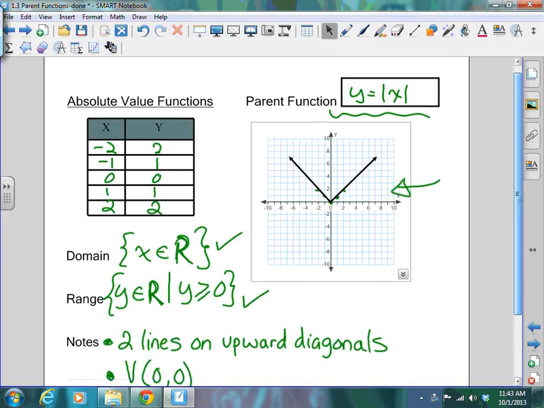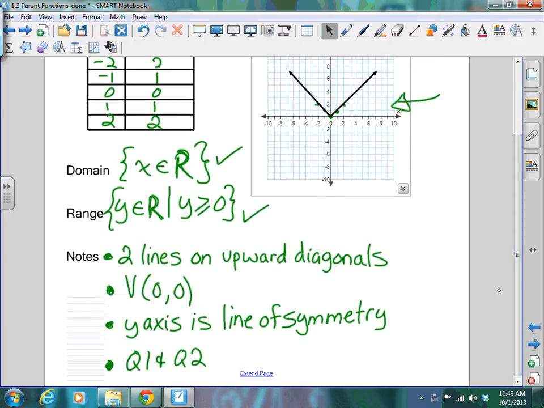Our notes are that we have two lines on upward diagonals. Our vertex, our starting point, is 0, 0. The y-axis is the line of symmetry, and we have Q1 and Q2 being where these functions exist.